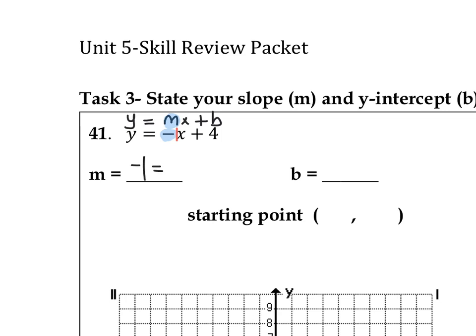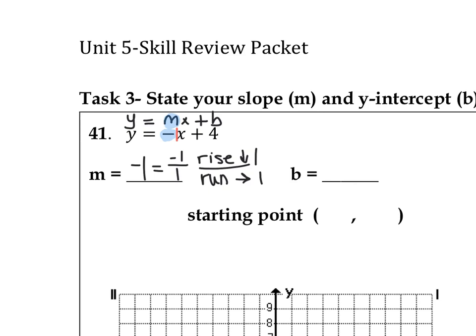If we want to write that in rise over run, we can take any number and put it over 1 to make it a fraction. So our rise is -1, so that's a down 1. And our run is a positive, so that's to the right 1.